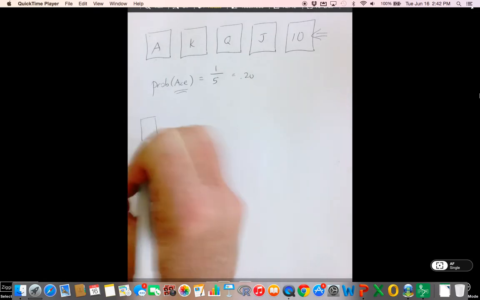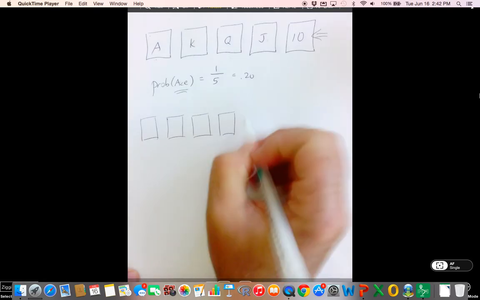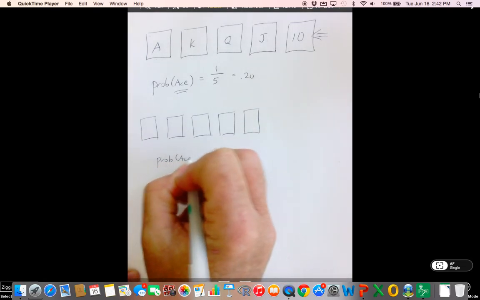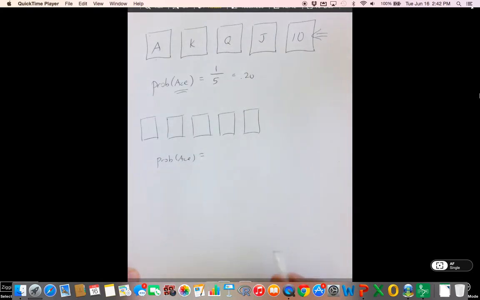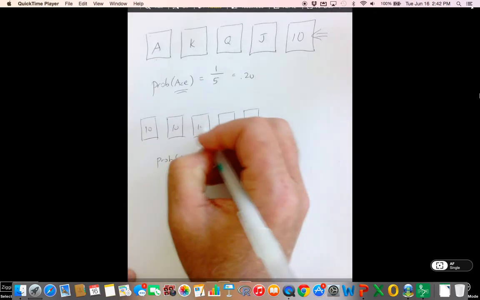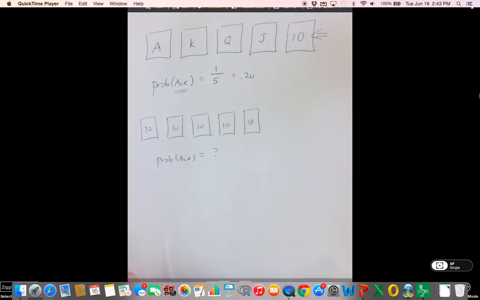Now, what if I come in with 5 other cards a couple minutes later, but I don't tell you what they are, and I ask you what's the probability of getting an ace? Well, you can't tell me because you don't know your population. I may have played something silly here and brought in 4 10s and a 9, in which case the probability of getting an ace is 0.